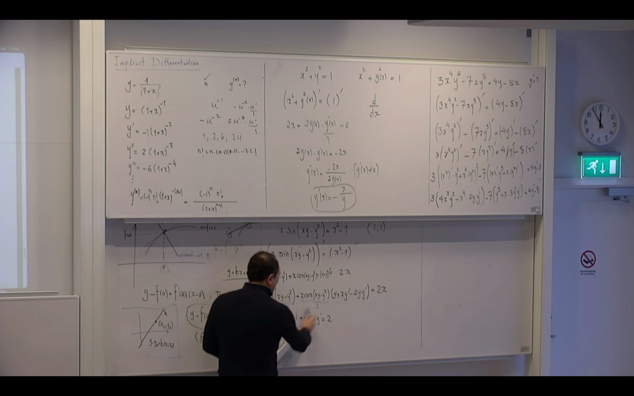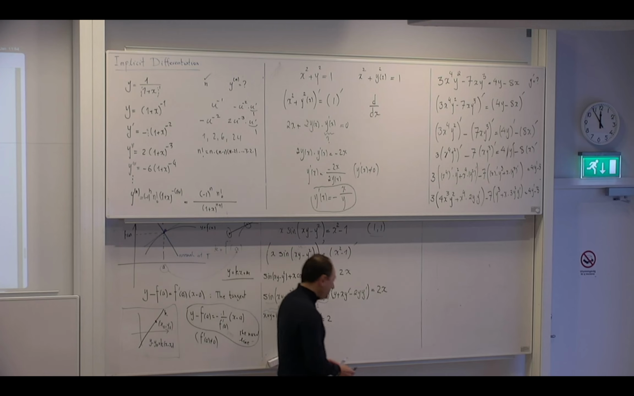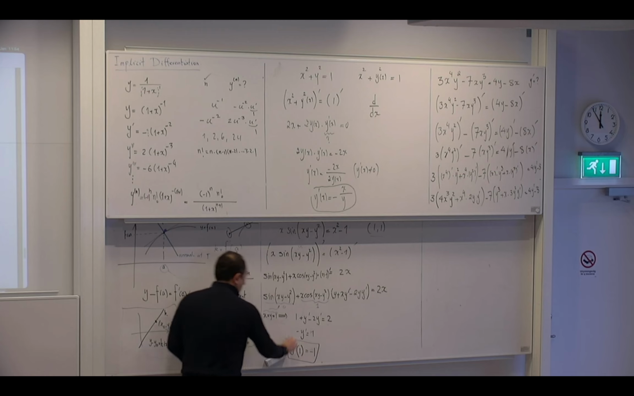And then I move 1 to the other side, so it becomes minus y prime is equal to 1. So what is y prime? It is minus 1. But if I ask you what is y prime here, to be honest, this is not completely correct. I have to write y prime at 1 is minus 1. This is the correct version of writing.